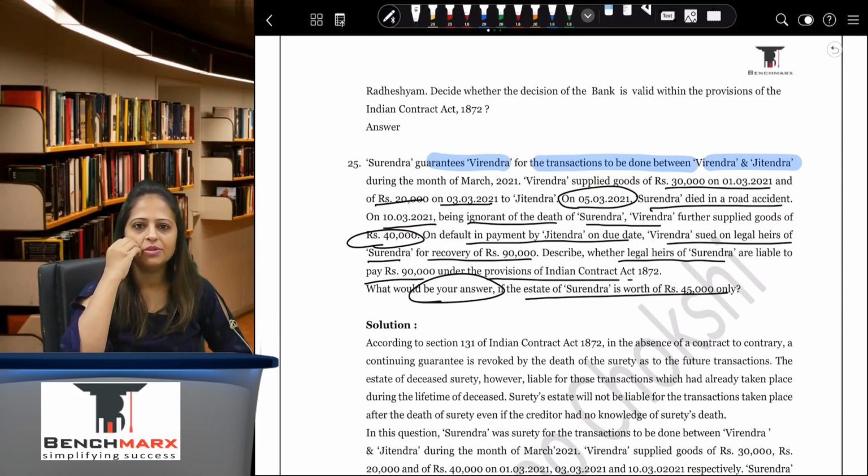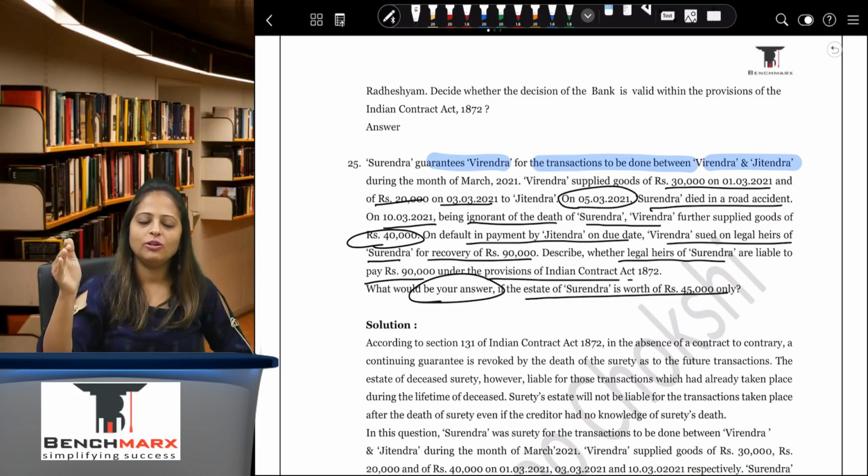First is that when the person is dying, then the legal heirs are responsible for the transactions before the death. They are not supposed to give the notice of the death. If they are not aware and they are doing the transaction, then in that case they are not liable for the transactions after the death, right? There is a revocation of agency, revocation of guarantee by death, right? So by death there is a revocation, so they are not liable for any transactions after the death.